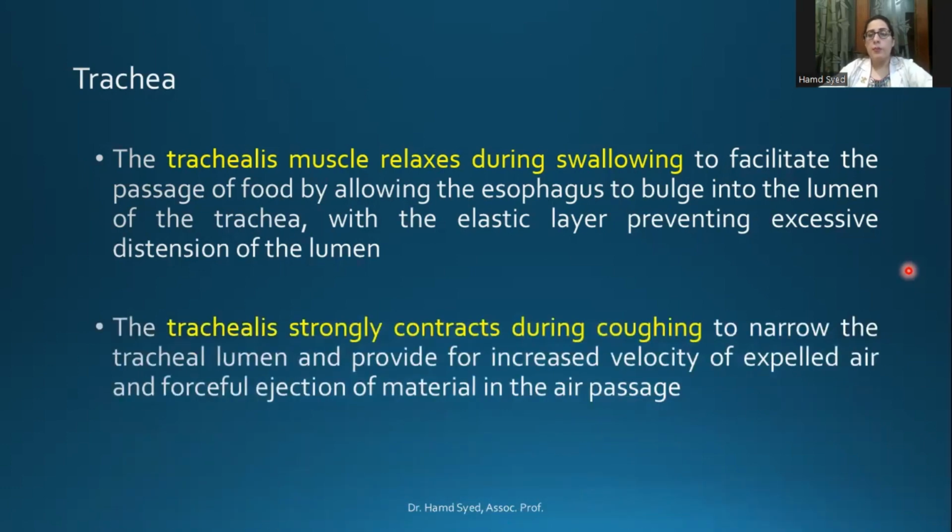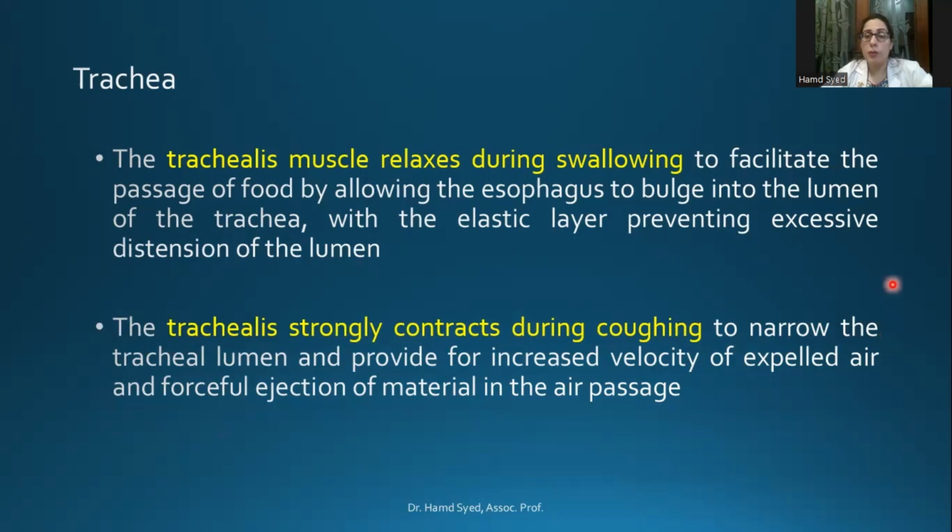The trachealis muscle contracts during coughing. We know that coughing is the adaptive, or you could say the protective, reflex of the human body, which occurs whenever some harmful substance or some irritant has entered our respiratory system. So essentially what coughing does is that it narrows the tracheal lumen. And as the tracheal lumen becomes narrowed because of the contraction of the trachealis muscle during coughing, this increases the velocity of the expulsion of air, as well as the forceful ejection of the material or the irritant which initially caused the cough reflex from the air passage.